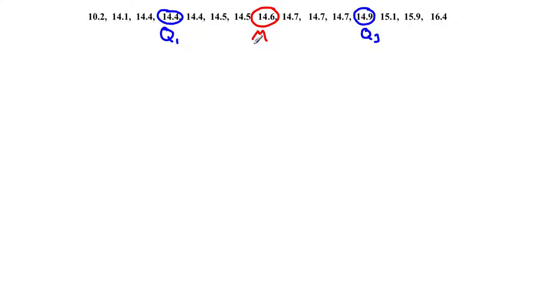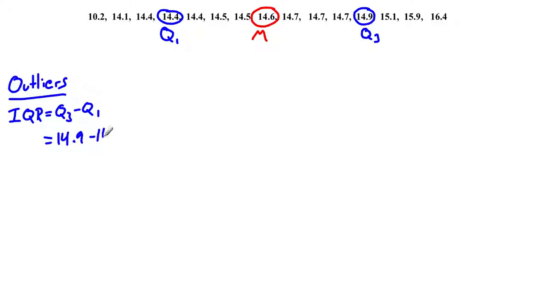So now what I want to do is make my box and whisker plot. Actually, I'll tell you what I'll do. We'll find the outliers first, since that's the key piece here. So outliers. First off, we want to find the interquartile range. Interquartile range is Q3 minus Q1. So in this case, that's going to equal 14.9 minus 14.4. That's very, very small. So that's going to give us 0.5.